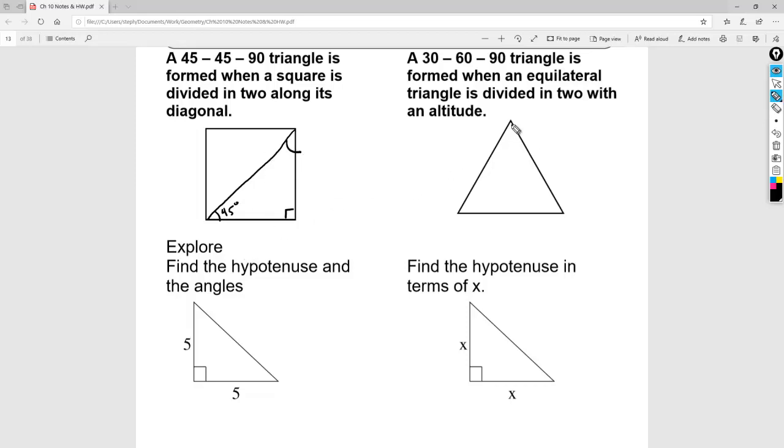Our second special right triangle occurs if I divide an equilateral triangle in half along the altitude. So I'll have my 90-degree angle there. This will still be 60. And I've divided a 60-degree angle in half, so this will now be 30 degrees.